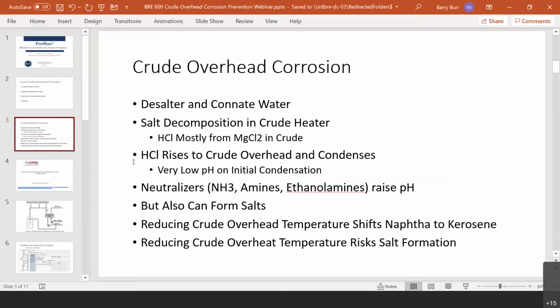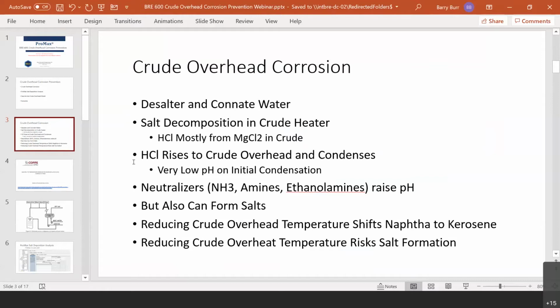So the sodium chloride just goes down and out with the resid out the bottom of the crude tower. The magnesium chloride will decompose, and magnesium hydroxide, I believe, is what's going to go down and out the bottom. And hydrogen chloride is what will turn into a gas, which will rise up the tower until it reaches the crude overhead line and then condenses when it enters the overhead condenser. And the first water droplet that forms is going to attract all of this hydrogen chloride and create a very acidic solution with a very low pH that is very corrosive.